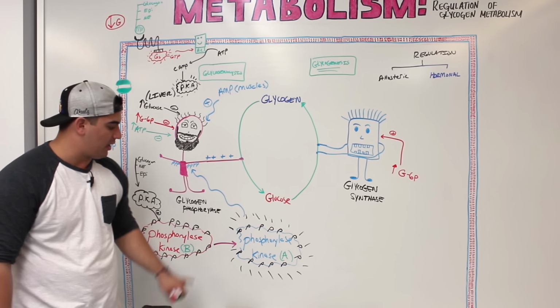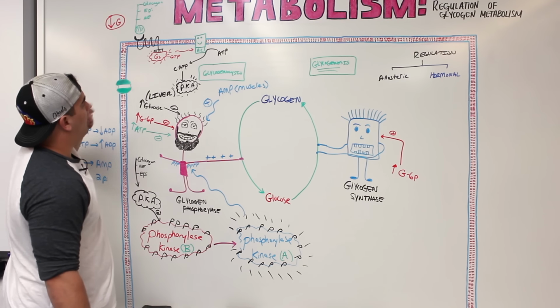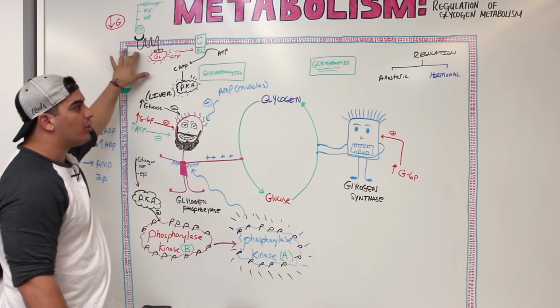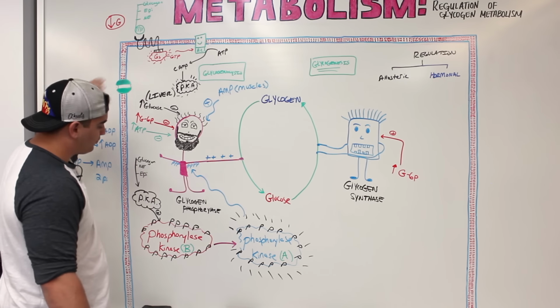There's one more mechanism that can do this also. You know, glucagon, epinephrine, norepinephrine, they have different types of adrenergic receptors, like alpha adrenergic receptors and beta adrenergic receptors.